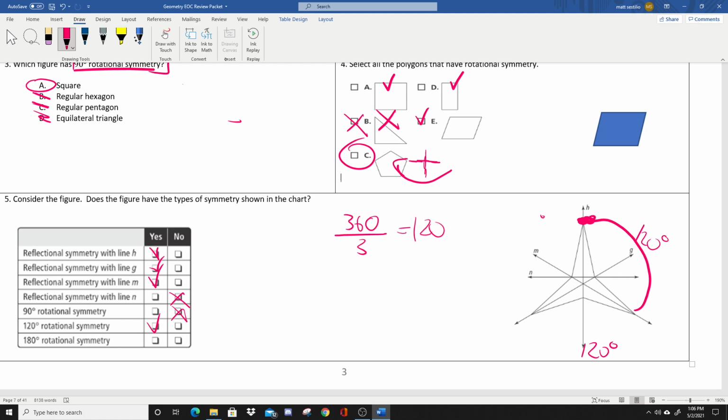And your 180 does not work because only 120-degree rotation would work, or 240 if you did it more. Because if you do it 180, this would end over here. This point would end over here. It's kind of like you're flipping it. So that does not work.